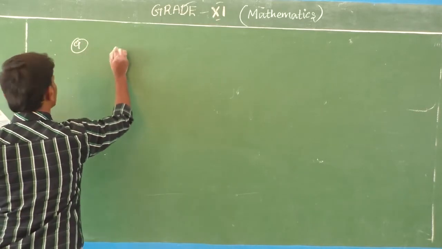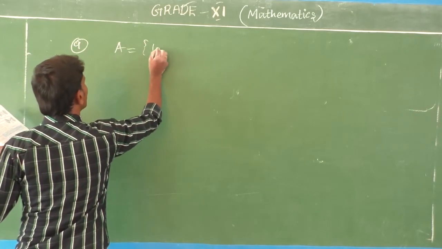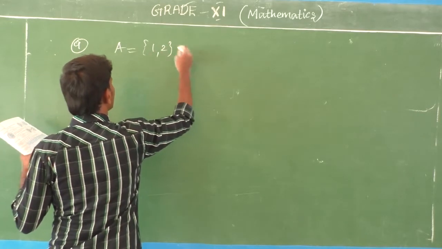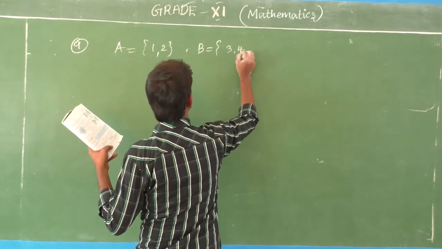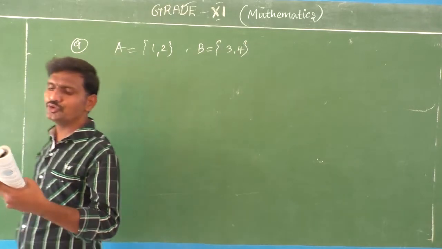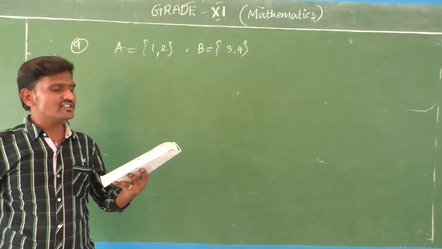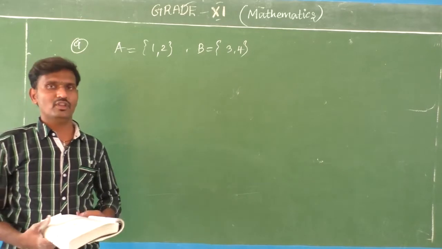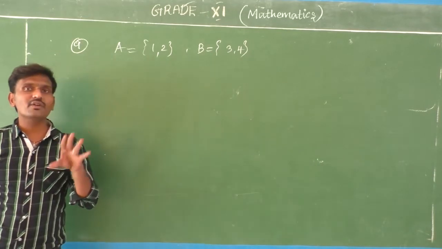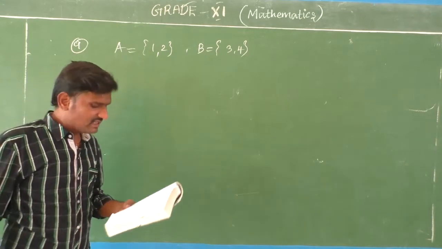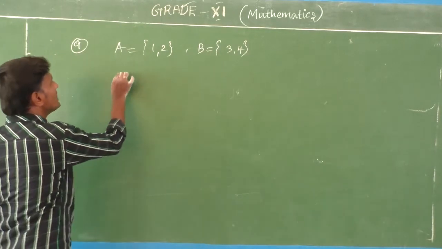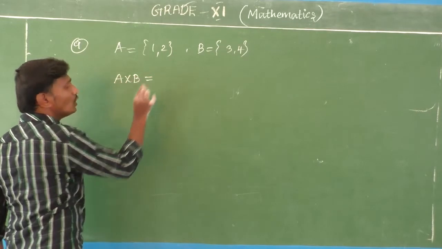Let A equal {1, 2}, then B equal {3, 4}. The question is asking you to find the number of relations from A to B. So we need to calculate the number of relations from A to B. How to find it? First, you should write A cross B. How to find A cross B?